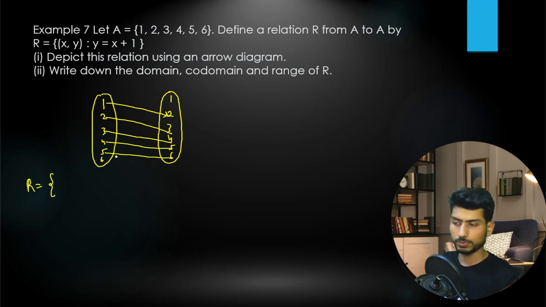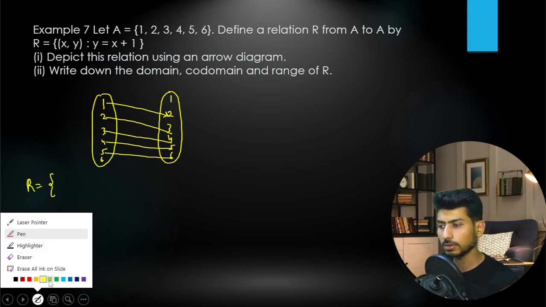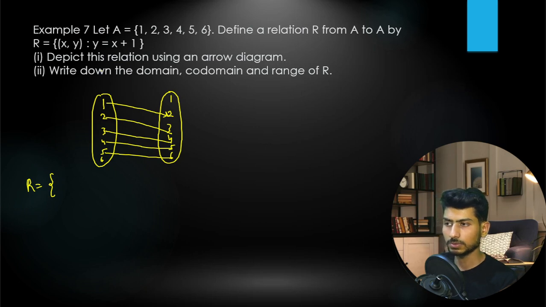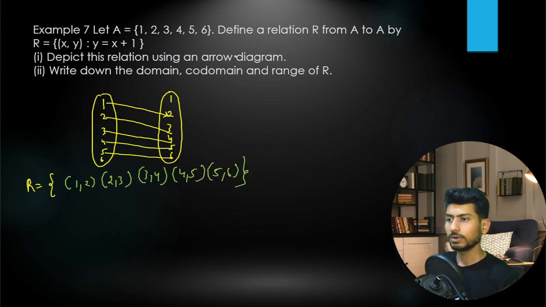6 doesn't have any image because it will exceed the output set, so we can't map 6 with anyone. Or here you can say 1 doesn't have any pre-image because 0 is not present here. 1 will come only when 0 is present here, so we cannot write this. So what will be its relation? It will be (1,2), (2,3), (3,4), (4,5) and (5,6) like this. So we have done it.